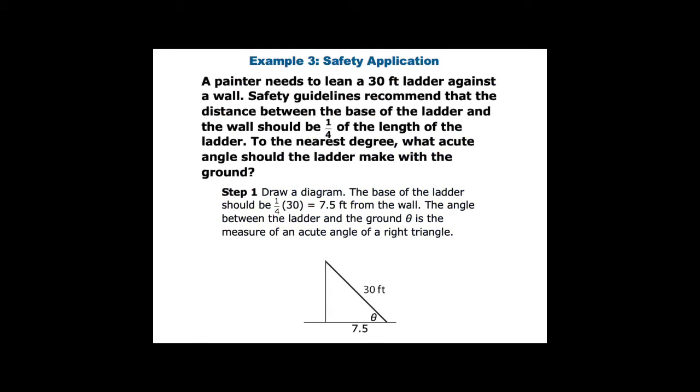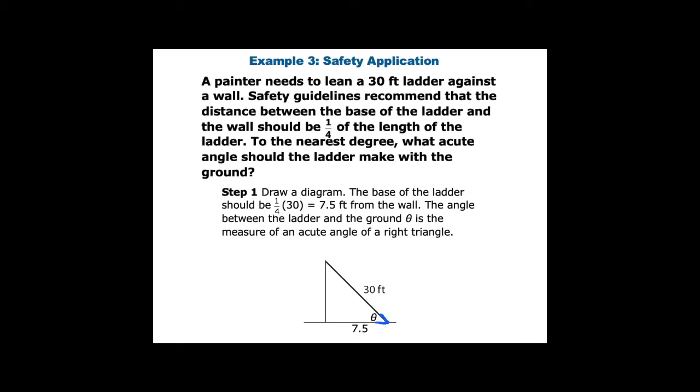Example 3, a painter needs to lean a 30-foot ladder against a wall. Safety guidelines recommend that the distance between the base of the ladder and the wall should be 1/4 of the length of the ladder. To the nearest degree, what acute angle should the ladder make with the ground? So step 1, draw a diagram. The base of the ladder should be 1/4 of 30, so that is 7.5 feet from the wall. The angle between the ladder and the ground, theta, is the measure of an acute angle of a right triangle. So what we are looking for is this angle right here.